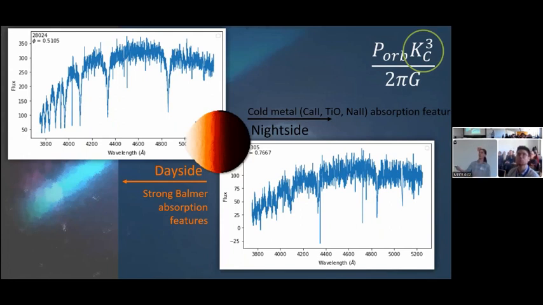So hot irradiated day side, hot spectral absorption lines. Here we've got the Balmer series, all of which have fairly high activation energies, say about 7,000 Kelvin or so. Whereas towards the night side, we don't expect temperatures to reach this high. We don't expect these lines to be activated.